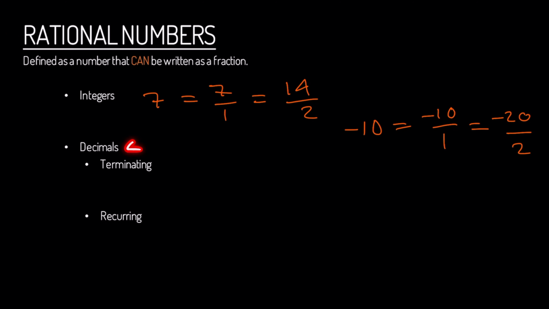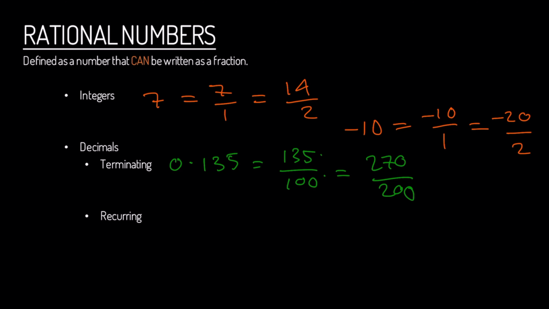But what about decimals? Well, a decimal that terminates, such as 0.135, for example, we could write that as a fraction. We can write it as 135 over 100 or 270 over 200. I've just times the top and bottom by 2. So any decimal that terminates, we know we can write as a fraction.